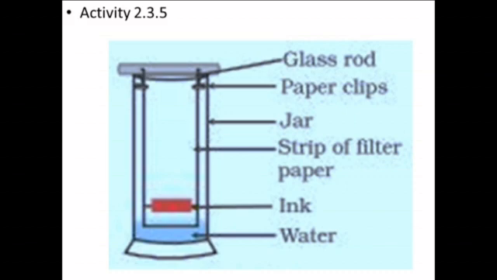Let it dry. Lower the filter paper into a jar, glass, beaker, or test tube containing water so that the drop of the ink on the paper is just above the water level and leave it undisturbed. Watch carefully as the water rises up on the filter paper. Record your observation. What do you observe on the filter paper as the water rises on it?